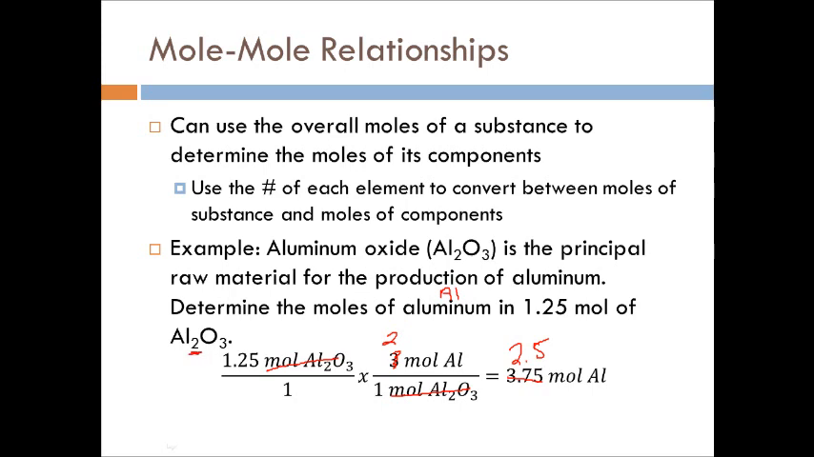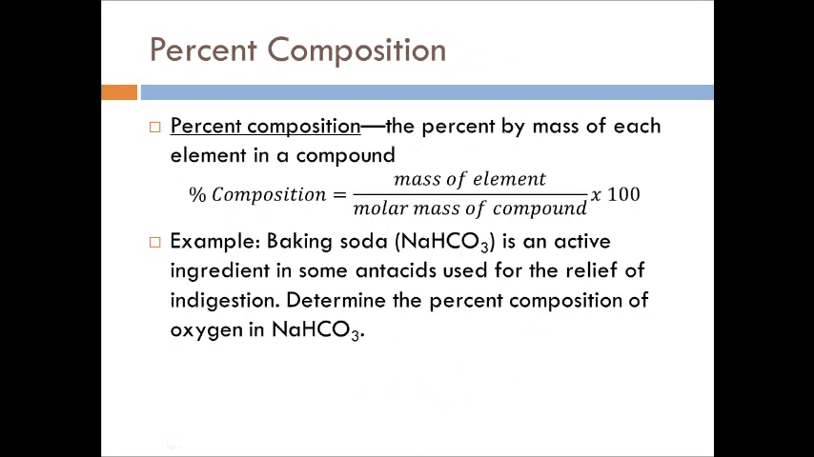So there's 2 aluminums in aluminum oxide, so we multiply by 2 since we're looking at just the aluminum in there. So we can use the relationships of how many of the components or how many of the elements are in a compound to figure out how many moles of those elements we have. Alright, so that wraps up the whole idea of the mole and converting between moles.